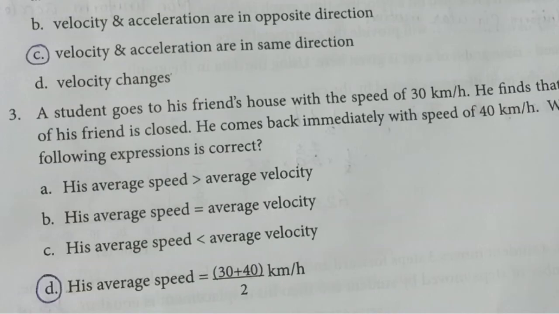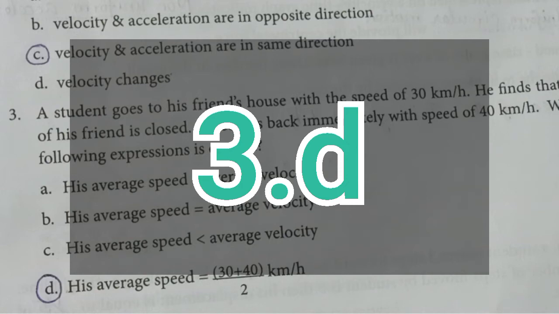3. A student goes to his friend's house with the speed of 30 km per hour. He finds that the house of his friend is closed. He comes back immediately with a speed of 40 km per hour. Which of the following expressions is correct? A. His average speed is greater than average velocity. B. His average speed is equal to average velocity. C. His average speed is lesser than average velocity. D. His average speed is equal to (30 plus 40) by 2 km per hour. The answer is option D. His average speed is equal to (30 plus 40) by 2 km per hour.